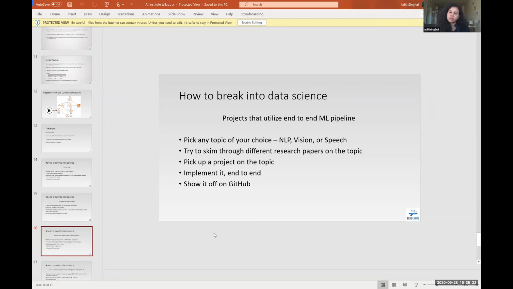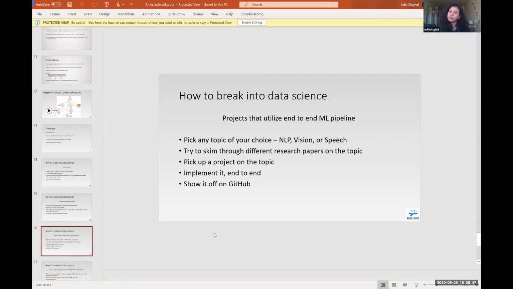Like for example, during my graduation, I worked on a project on voice authentication, because I always felt that when you enter your passwords on Facebook or anywhere, it's kind of tedious. Instead of that, if I could just say "unlock my Facebook account," that would be more helpful. So I picked up a project on voice recognition and then voice authentication.